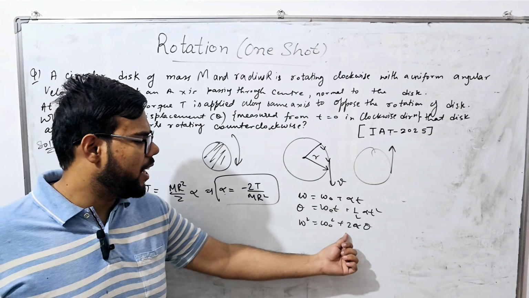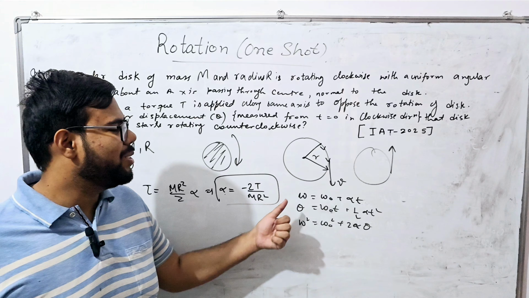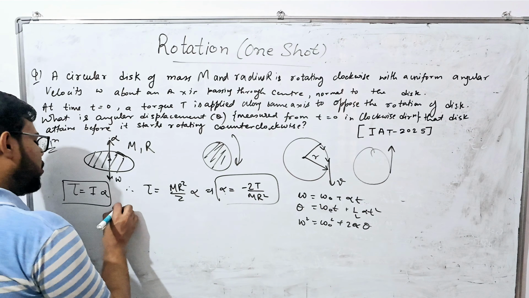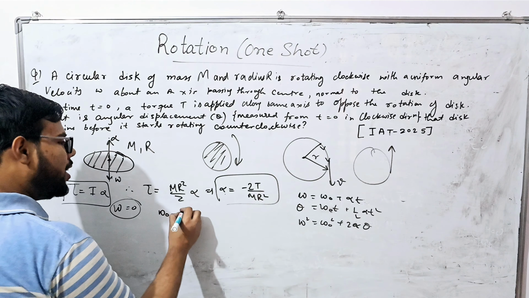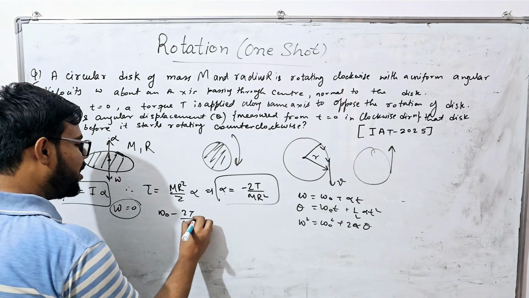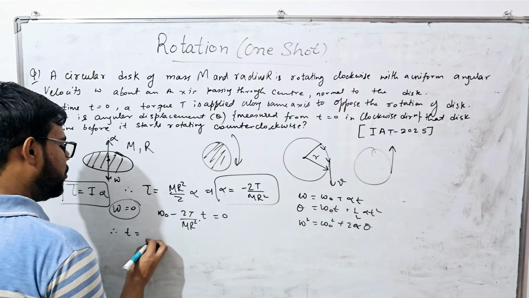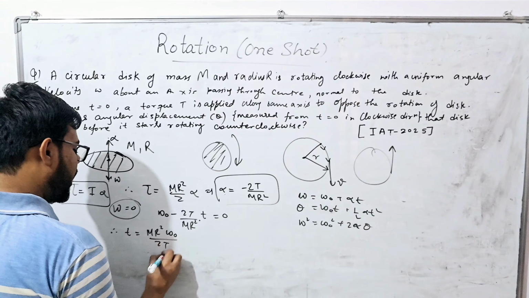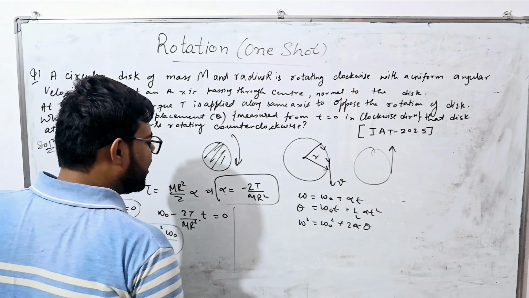But let's use the first two, so it will be more fun. If you use the third one you can directly get the answer, so it won't be that much fun. Let's calculate time also. We want omega to be equal to 0, correct? So omega naught minus 2 tau by m r square multiplied by t is equal to 0. So t is equal to m r square omega naught by 2 tau, correct? It is simple maths, right?